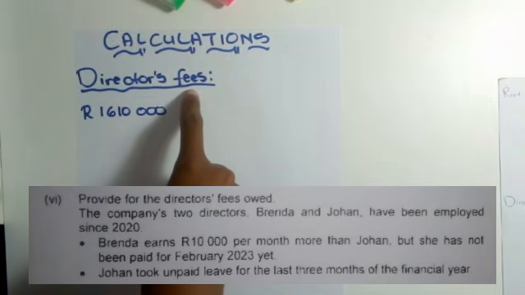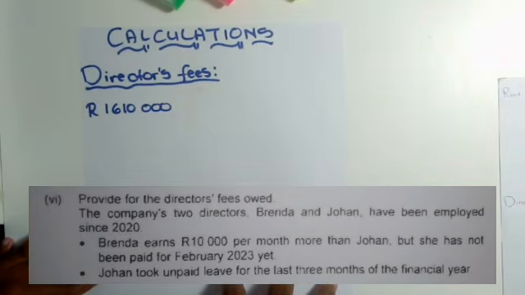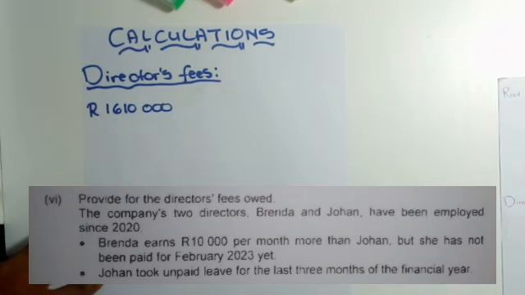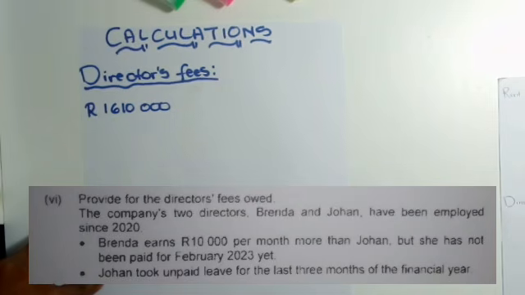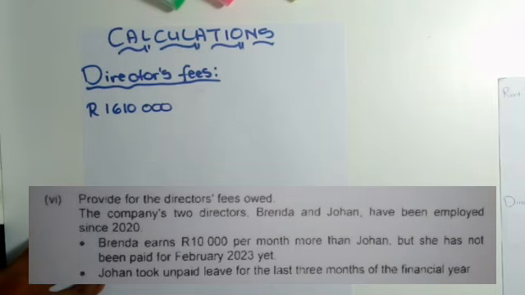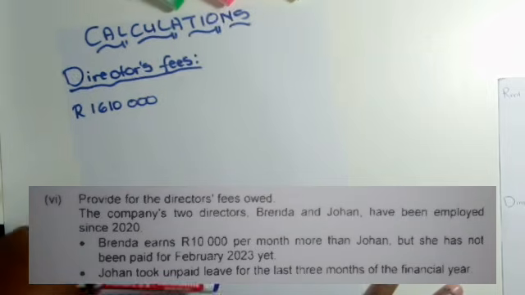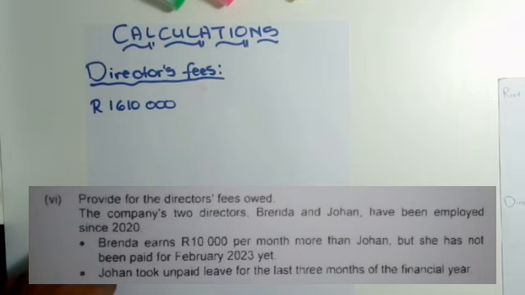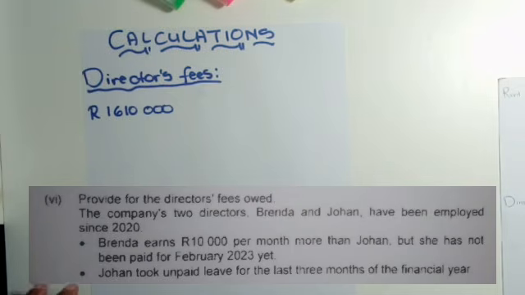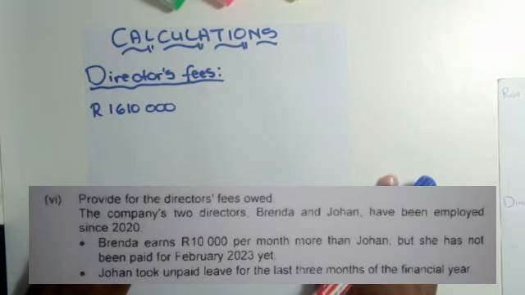Now you're wondering, why did they then give us that information? That information was simply given to us to help us calculate the amount that we need to give to Brenda, because remember, Brenda is being owed 1 month, and we have been told in our information that Brenda's fee is 10,000 more than Johan's. So that means that in one way or the other, we are going to have to figure out how much Johan earns. So that's why the information about Johan is also important. So how do we calculate this amount?